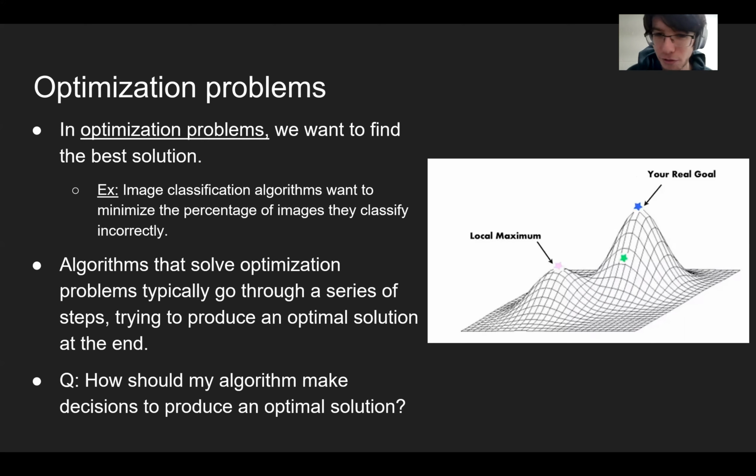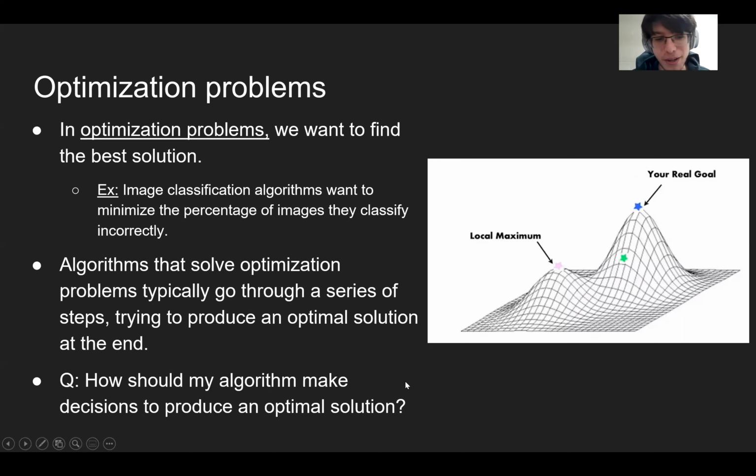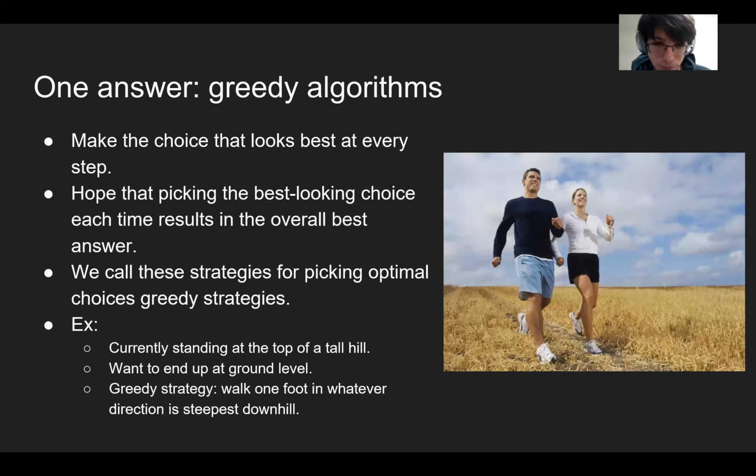Now it sounds confusing at first, but we'll get into more details about that. So for greedy algorithms, that answers the question of how we can make decisions to produce an optimal solution. You make the choice that looks best at every step, and you hope that the best-looking choice each time will result in the optimal solution. We'll talk about later that that's not always the case, but there are many examples when it is.